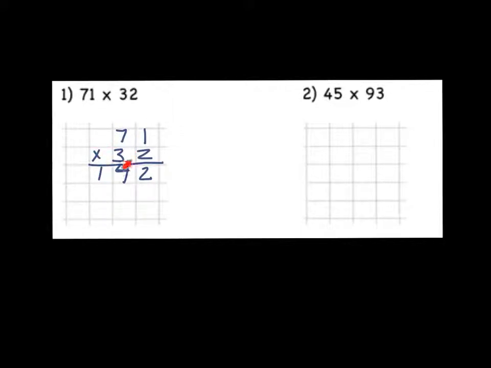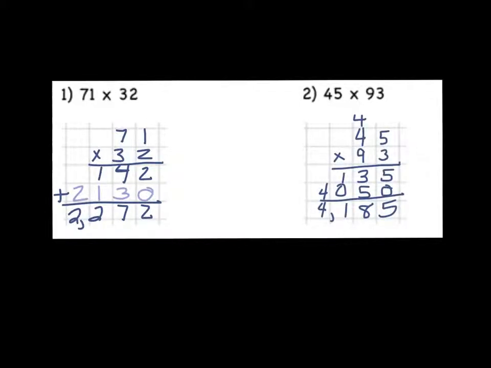Now, because I'm multiplying by a 3 in the tens place, or a value of 30, I have to drop a 0. And now I'm going to multiply by the 3. So 3 times 1 is 3. 3 times 7 is 21. And now I can add my partial products. And I will get 2,272. Go ahead and pause the video while you do question number 2 on your own.